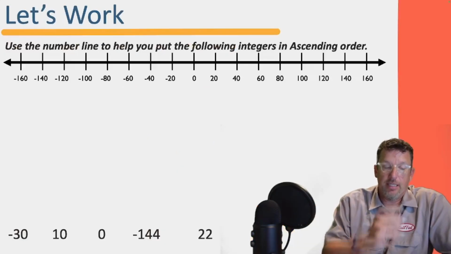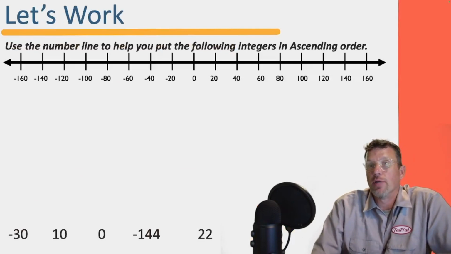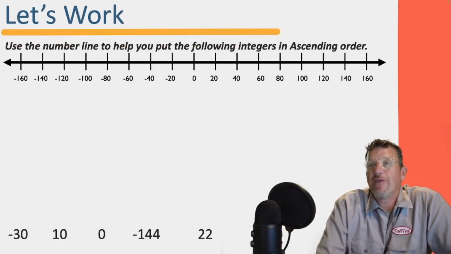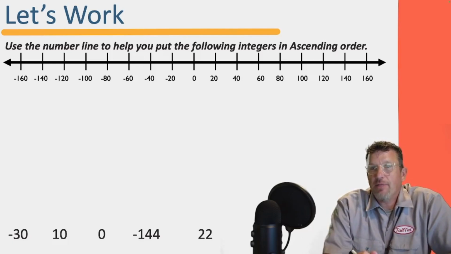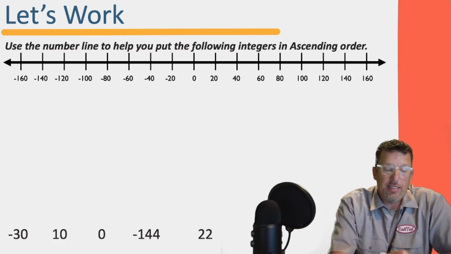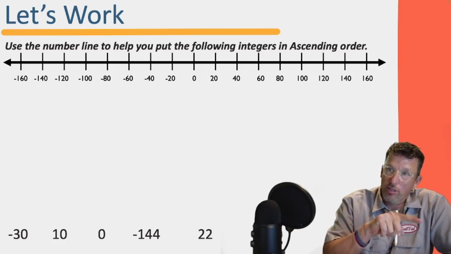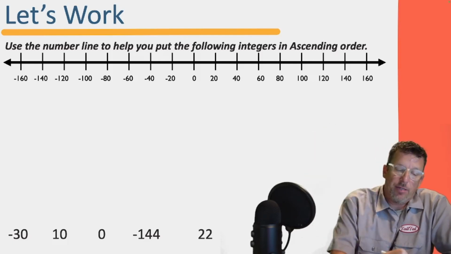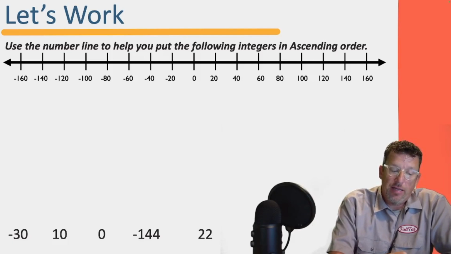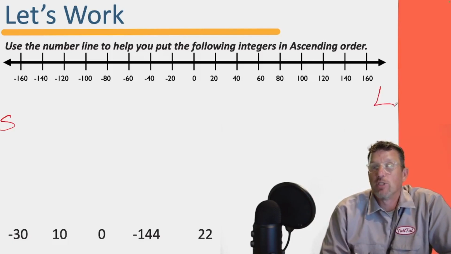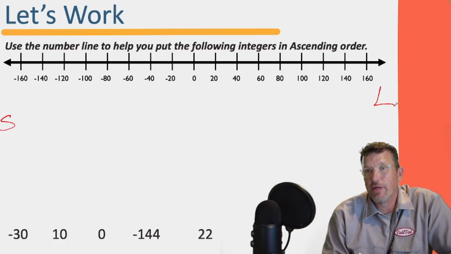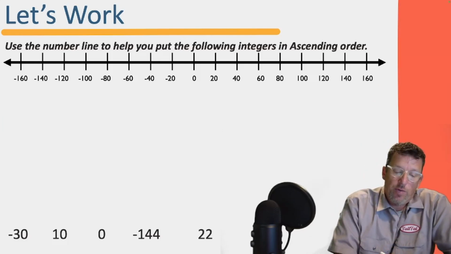Now, let's get into some work on its own here. Use the number line to help you put the following integers in ascending order. If something's going in ascending order, that means it's going from smaller to larger. It's getting bigger. So when we look at a number line, this is the smaller side and this is the larger side. Once we put them on the number line, it's pretty simple to figure out how to put them in order.